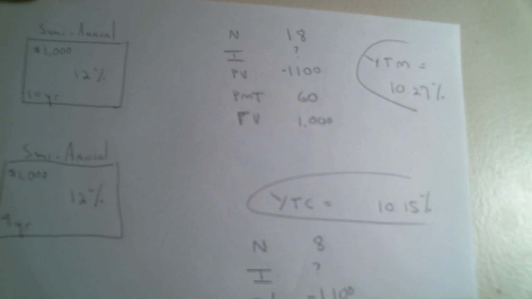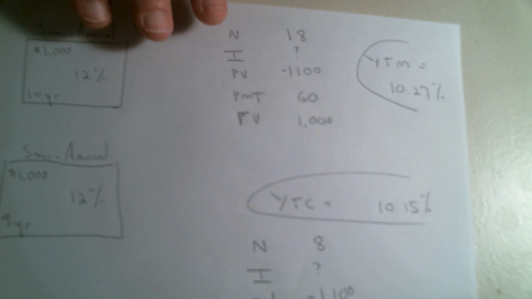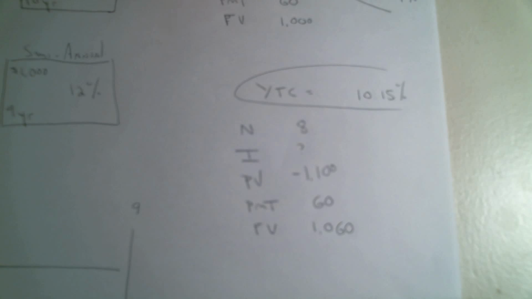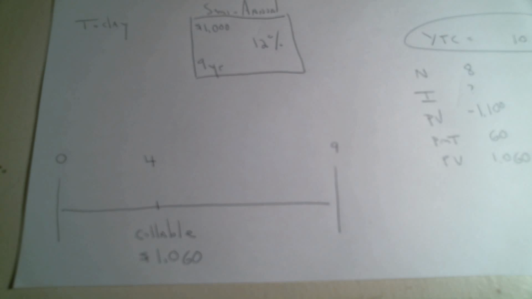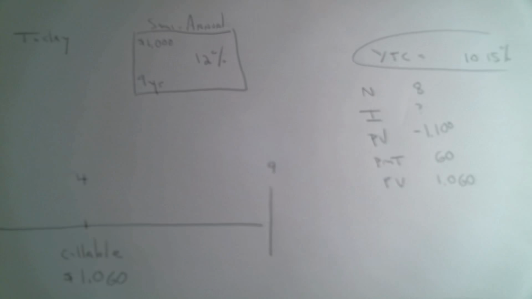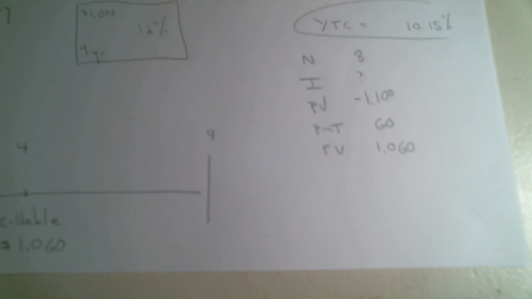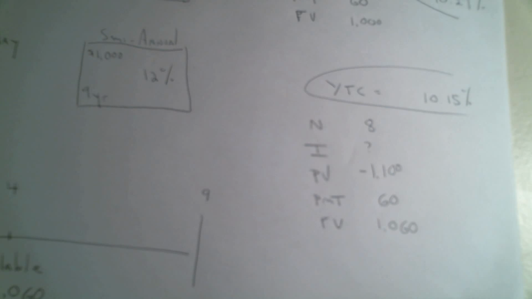Okay, remember it's semi-annual, so we need to double the periods and divide the interest, and split the payment. Now, it has a call feature that comes in at the 4th year. The call amount is $1,060, so now we can work the yield to call. Okay, that's it. Thanks, guys.